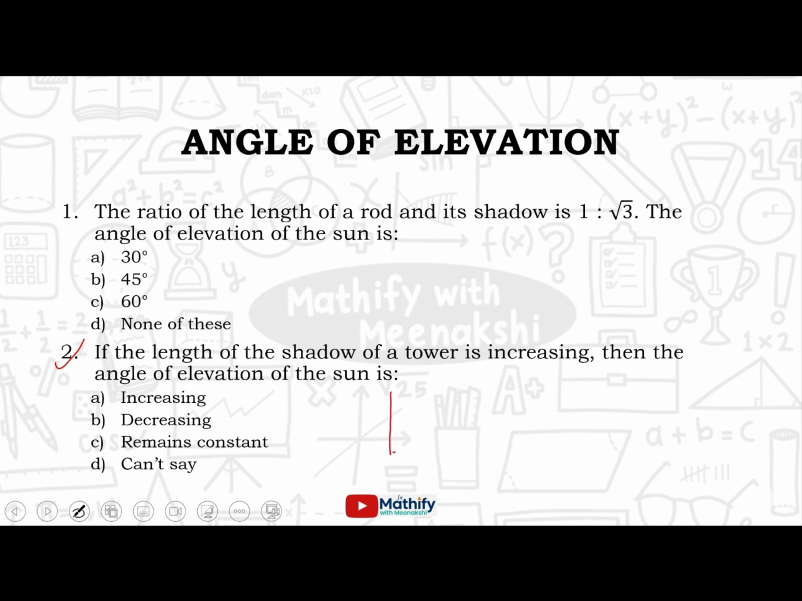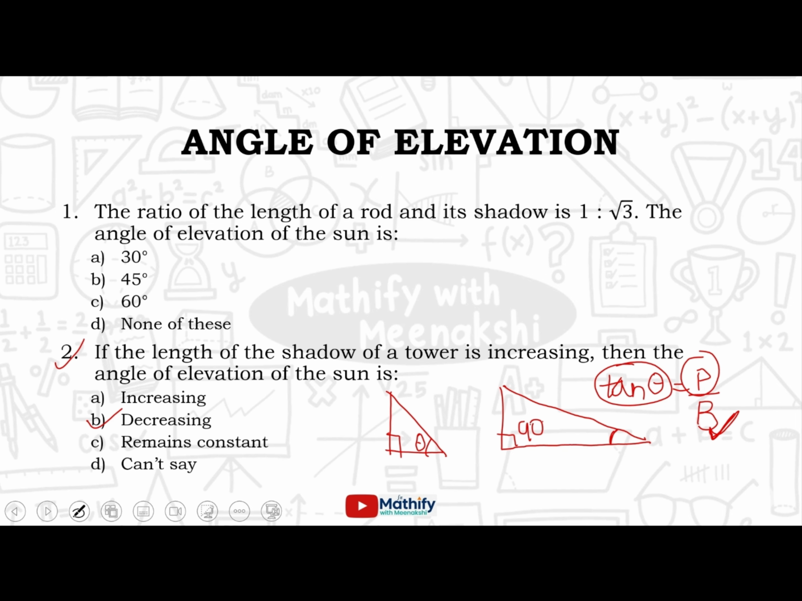They are saying if you increase your shadow, that means suppose earlier the shadow is this much, so you have your theta, this one. Now if I increase the length of the shadow like this, then what can you say about theta, that it will decrease. Yes, and one more thing, you can also check by tan theta is p by b, where p is the length of the tower, that is fixed. If you increase the length of the shadow, automatically theta decreases because they are inversely proportional. If you increase one, the other will decrease.